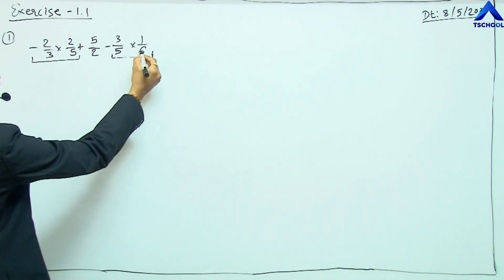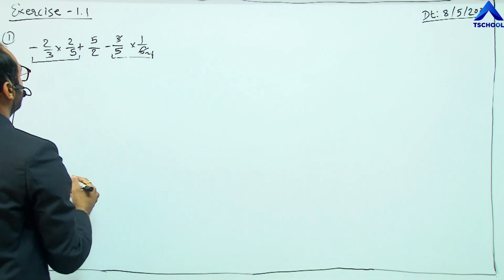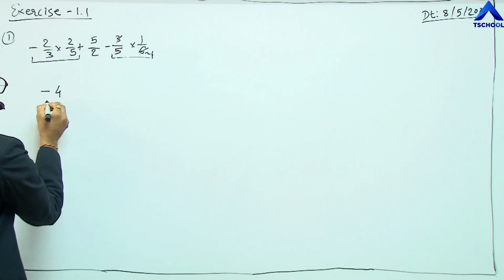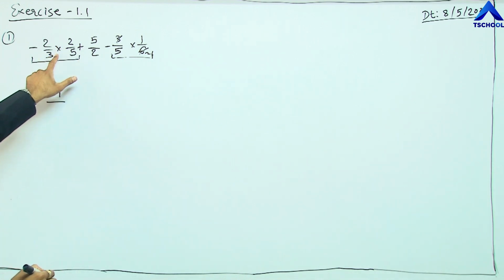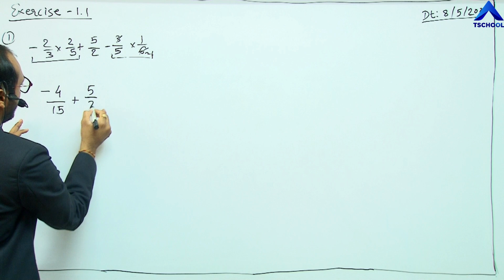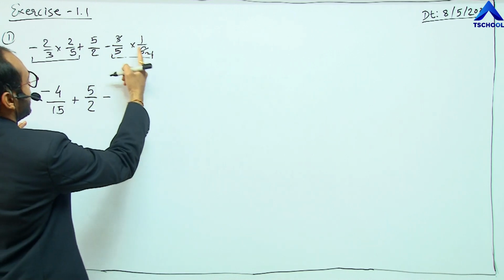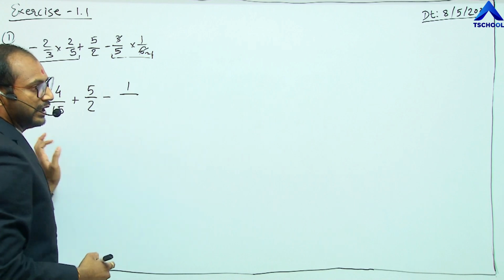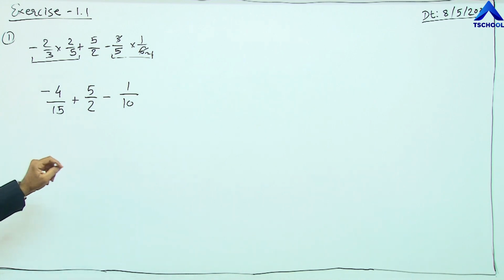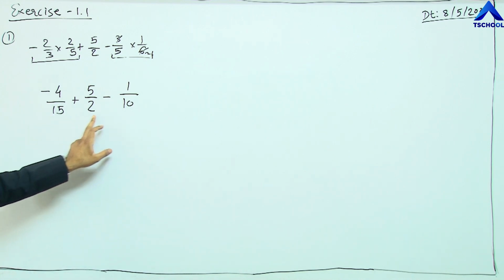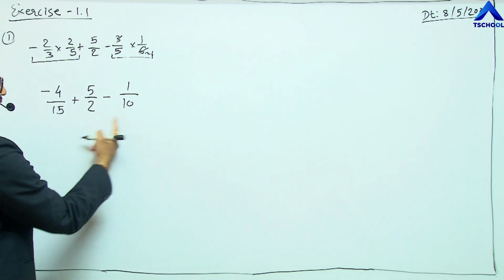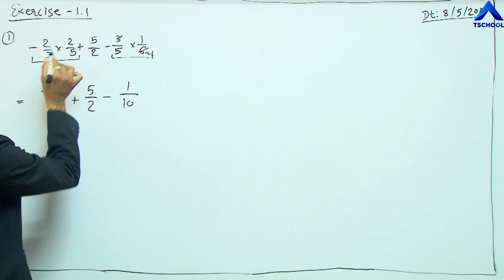How can we solve this? 3 2s are 6. Here 2 2s are minus 4, divided by 3 5s are 15, plus 5 by 2, minus, here in the numerator 1, in the denominator 5 2s are 10. Now we should make the denominators equal. How can we solve this? By taking the LCM. This is the first method to solve this.